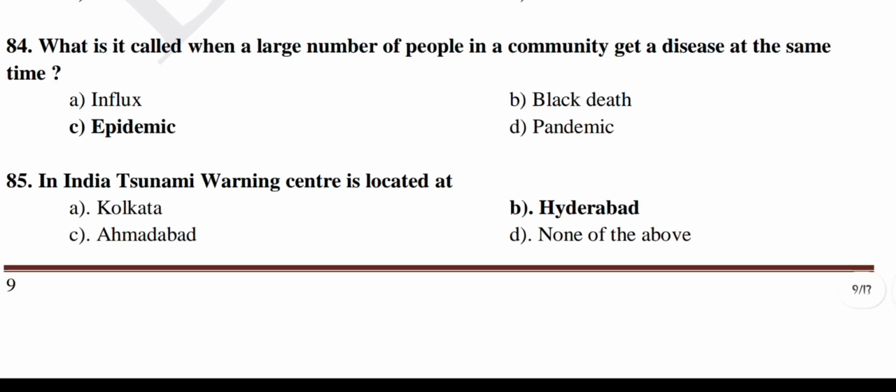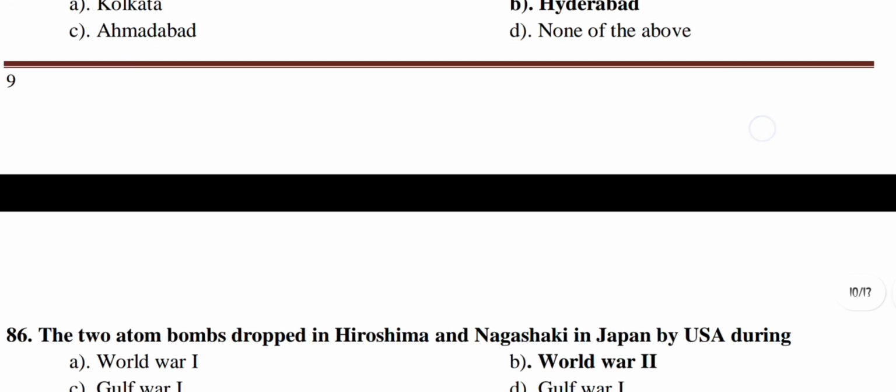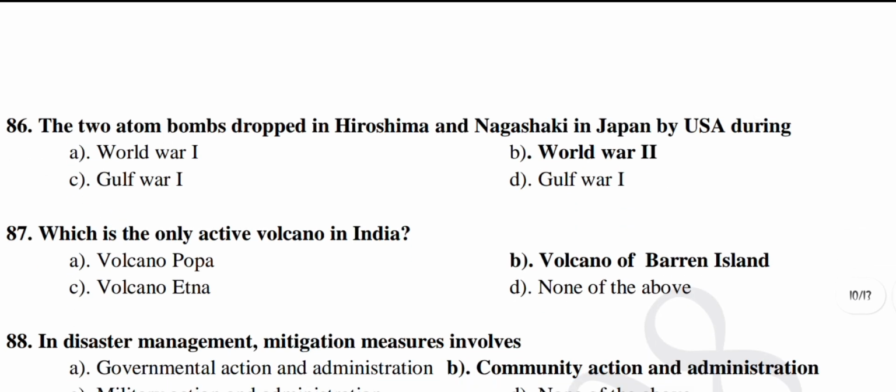85. In India, the tsunami warning center is located in Hyderabad. So option B, Hyderabad. 86. The two atom bombs dropped on Hiroshima and Nagasaki in Japan by the USA during Option B, World War II.